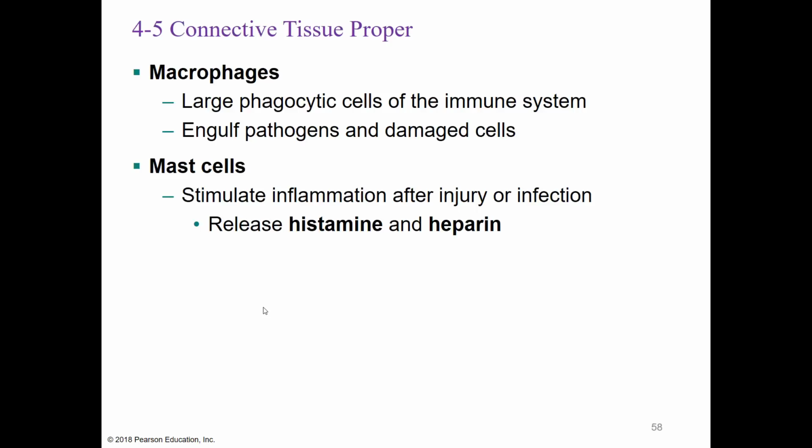Mast cells will stimulate inflammation after injury or infection, and inflammation is just increased blood flow to an area. And this happens because of the release of histamine, which will enhance inflammation, and also heparin. So heparin is an anticoagulant. In other words, it helps prevent blood from clotting to enhance blood flow. So this is important when we're trying to repair an area.